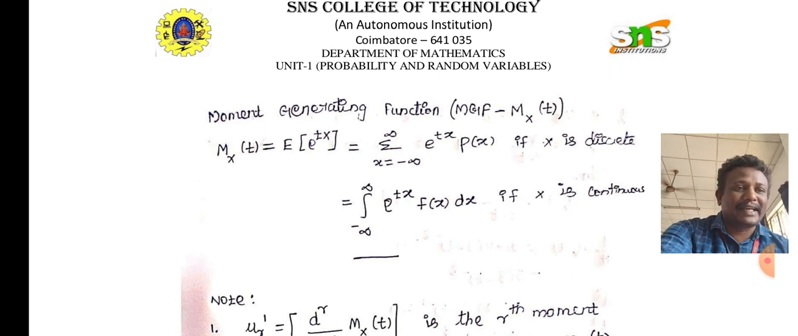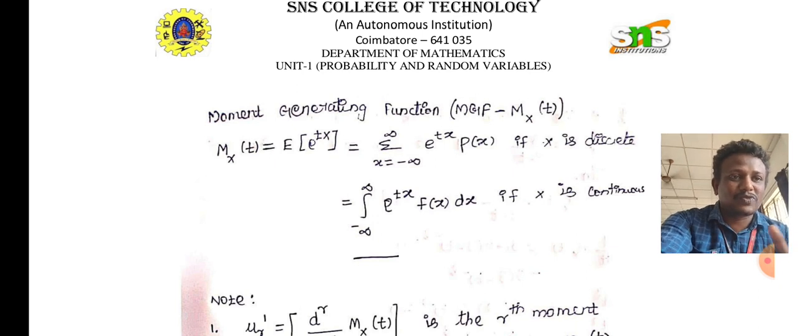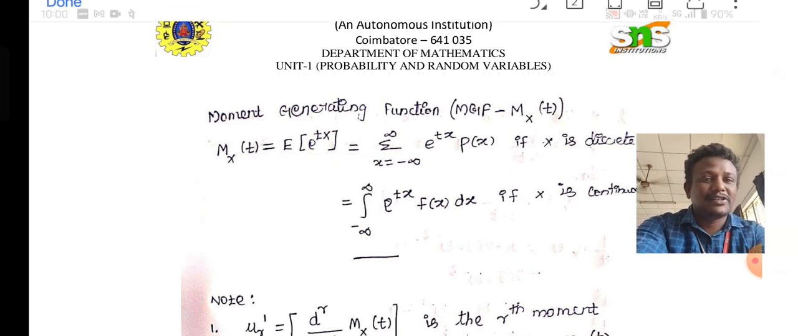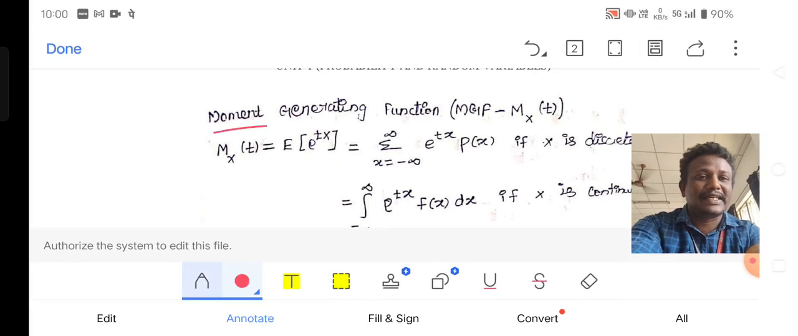So in probability there are two types. The first one is discrete type and the second one is continuous type. What is discrete type and continuous type, that we have already discussed in our previous video. So in this video we are directly going to calculate the moment generating function. So what is moment generating function? First let us see the formula.